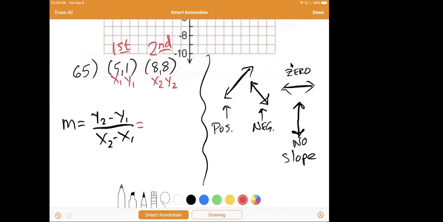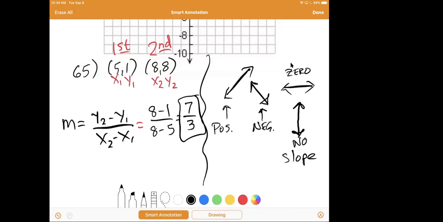Okay, and when we do that, y2 is 8 minus y1 is 1 over x2 is 8 minus x1 is 5. And when we simplify that, 8 minus 1 is 7 over 8 minus 5 is 3, and that is the slope of the line, 7/3. Leave it as an improper fraction. If it's an improper fraction, leave it that way. Don't turn it into a decimal, don't turn it into a mixed number.